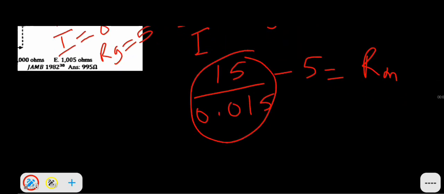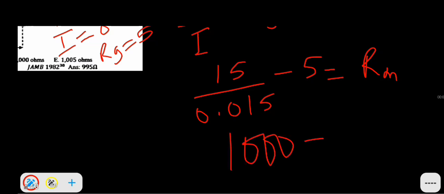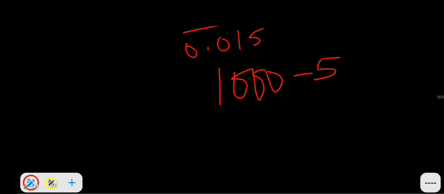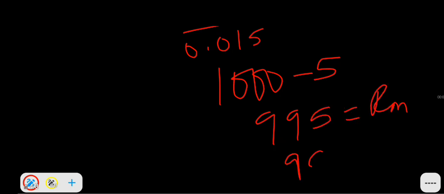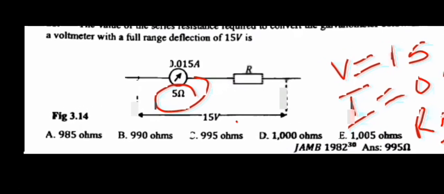So divide this, 15 divided by 0.015, you get 1000. So I'll give you 1000 minus 5. So 1000 minus 5 will give you 995. That's the value of Rm. So Rm is 995 ohms. See, 995 ohms there. That's option C.